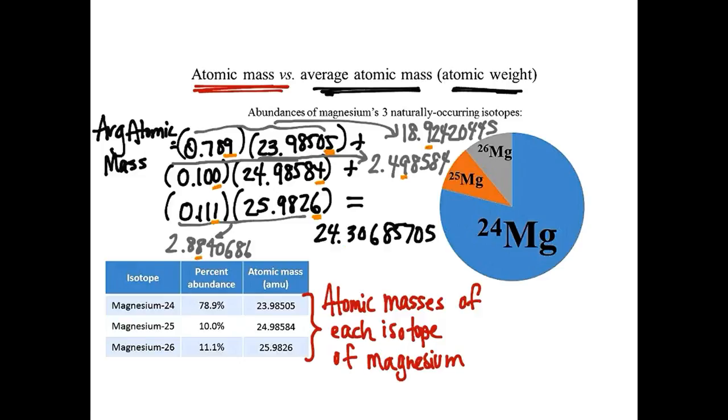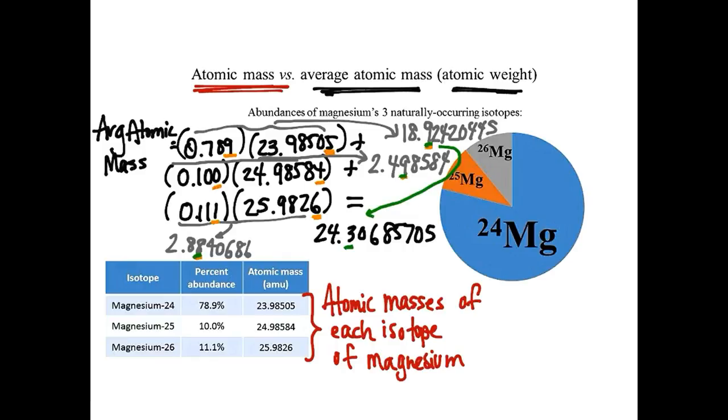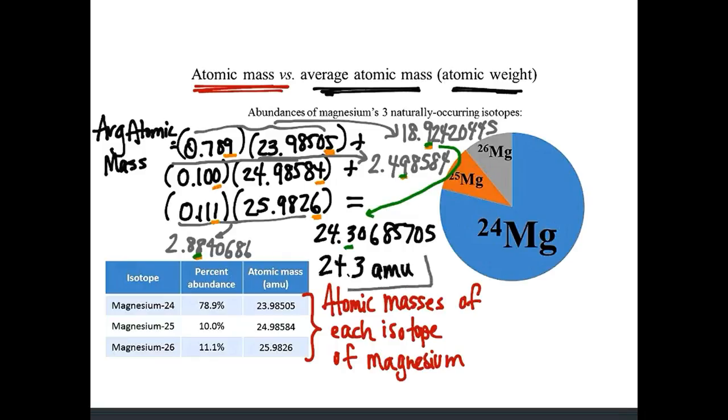So when you add those numbers together, this last step, we're summing 18.9, 2.498, and 2.88406686. We're adding those three numbers together to get this final sum. Now the addition rule says that this first number, 18.924, is only accurate to the tenths place. The second number is accurate to the hundredths place, and the third number is accurate to the hundredths place. So that means that my answer is only accurate to the tenths place. So 24.3 atomic mass units for the average mass of magnesium.